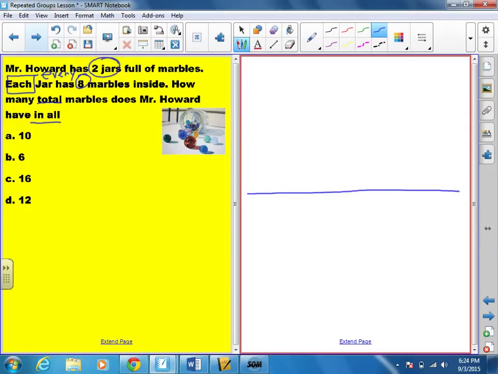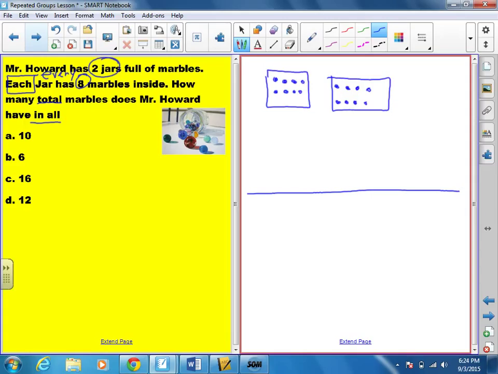So if there's 2 jars, I'm simply going to draw my 2 jars, and I'm going to put my 8 marbles inside. Three, 4, 5, 6, 7, 8. Again, emphasize to students that repeated groups mean each group has to have the same amount.